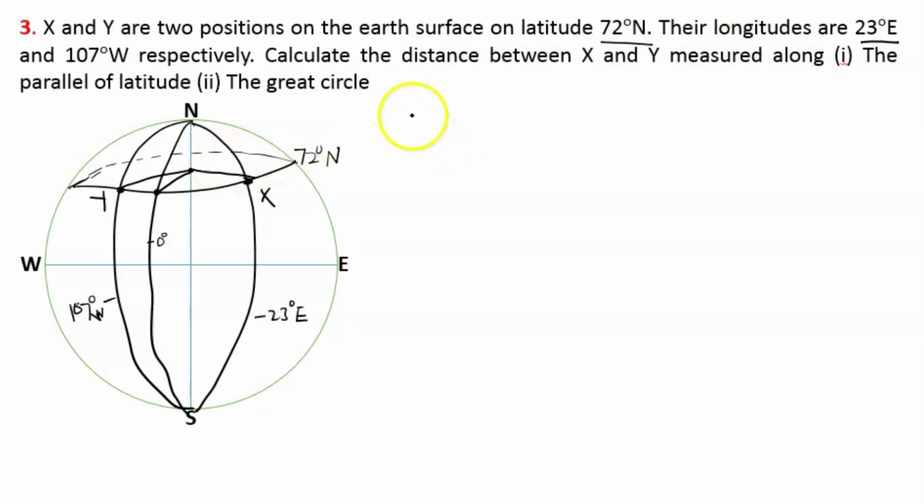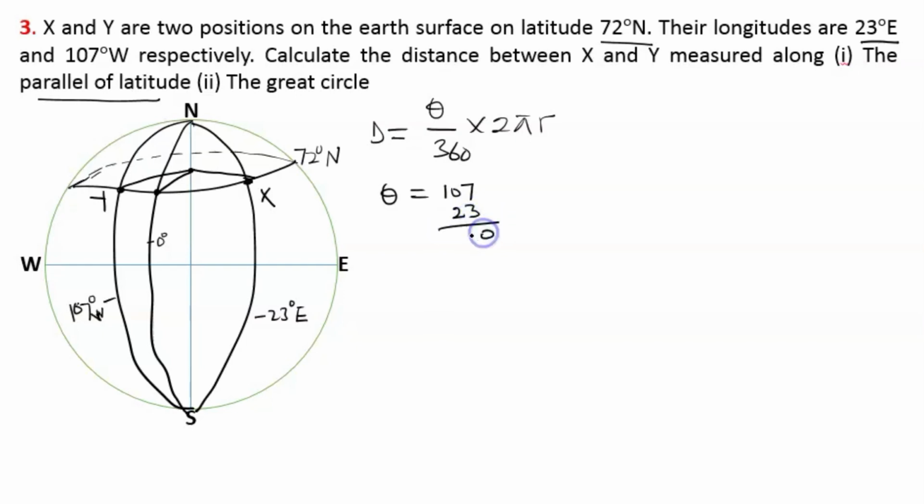So they told us, just like I said, whenever they mention parallel of latitude, they are simply saying along the small circle. That means the distance along parallel of latitude is going to be theta over 360 times 2 pi r. Let's find our theta, which is the longitude difference. This one is to the west, the other is to the east, so we are simply going to add. So we have 107 added to 23.